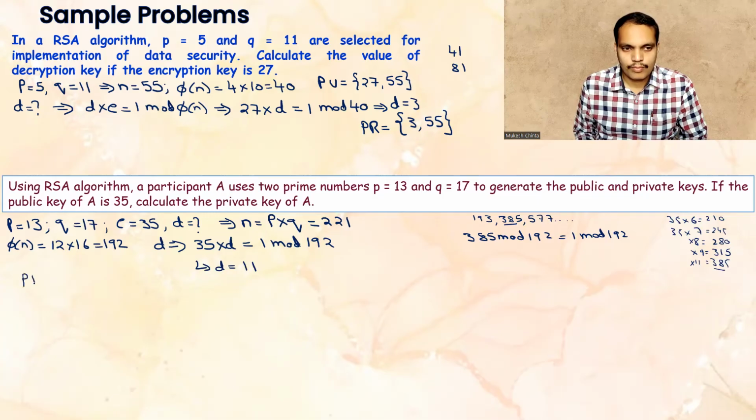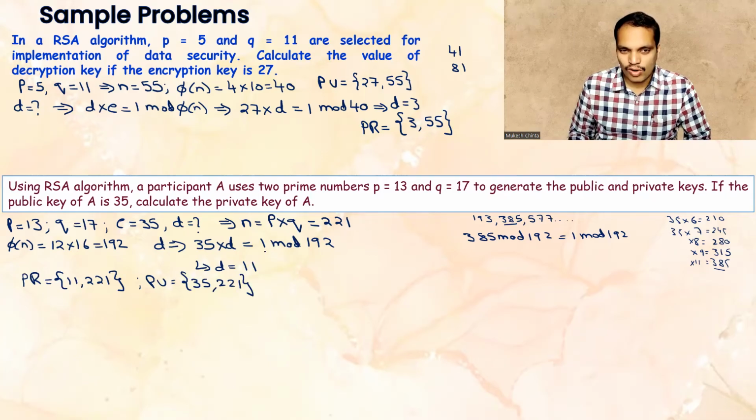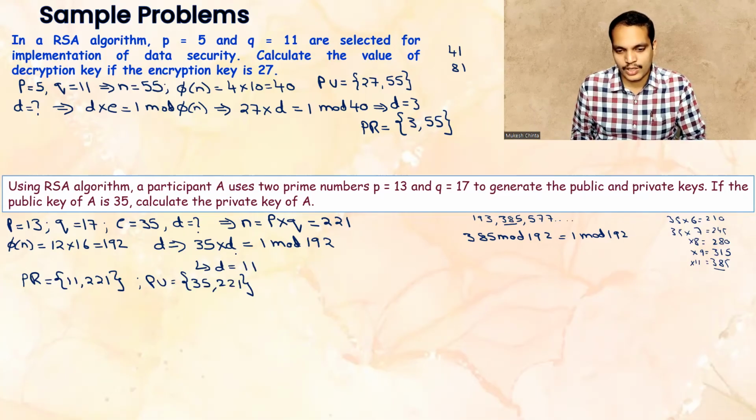Now, if somebody asks you what is the private key of A, you can't simply write 11. You have to write both 11, comma, what is the value of N? 221. This is the private key. And similarly, you have the public key also, which is nothing but 35, comma, 221. In this calculation, we need some bit of common sense. Just write down the possible values, maybe 4 or 5 values. And similarly, looking at the size of this number, you can take the values from here as well.